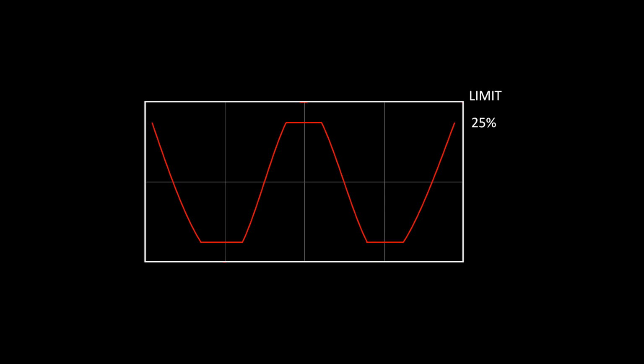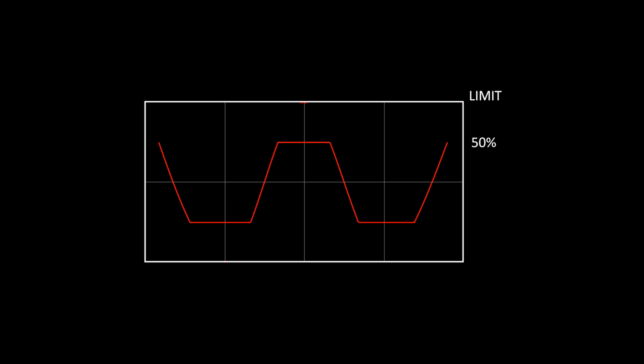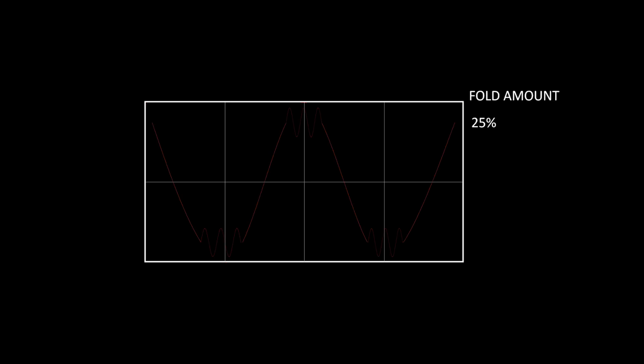We're basically cutting off the extremities of the waveform and replacing them with a flat line. So this is 25%, this is 50%, 75%, and then as we approach 100%, we're basically completely flatlining that waveform and reducing it to zero. Now what this user oscillator does is replace those flat line portions of the waveform with a secondary sine waveform, a fold waveform. So this is what it looks like at 25% limit.